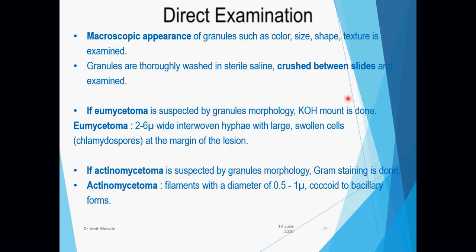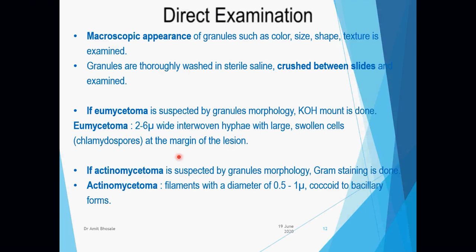For example, if eumycetoma is suspected by the granules morphology, KOH mount is done. In eumycetoma we can see 2 to 6 micrometers wide interwoven hyphae with large swollen cells, chlamydospores at the margin of the lesion.